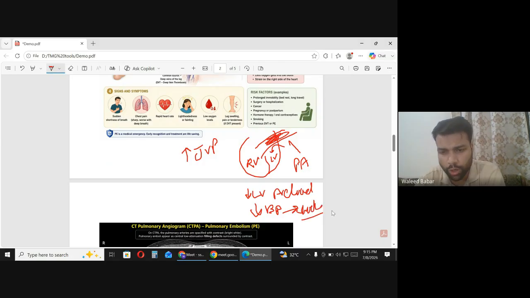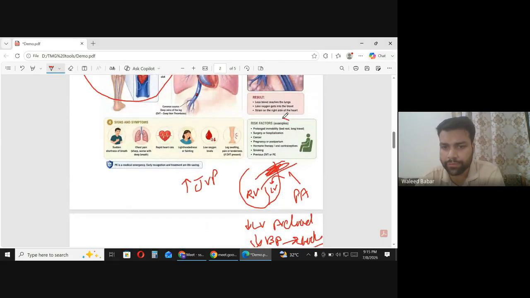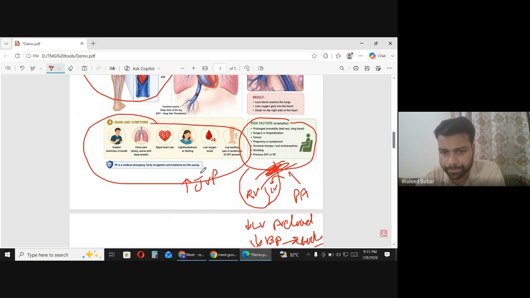I think you all will agree with me. These are some risk factors which you can read from here. You should remember these risk factors to make the diagnosis. And these are the important clinical signs and symptoms for pulmonary embolism.